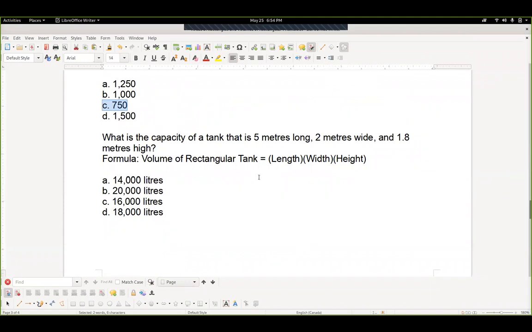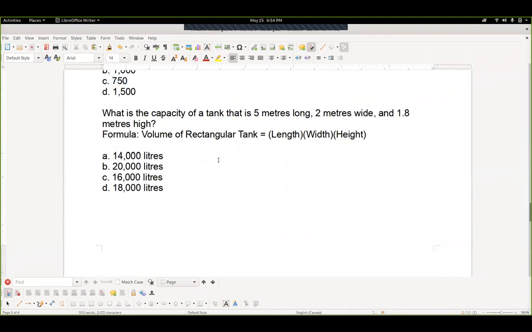Next, what is the capacity of a tank that is 5 meters long, 2 meters wide, and 1.8 meters high? So again, we need to multiply those numbers together. So volume equals the length, which is 5 meters, by the width, and it doesn't matter what order you multiply these numbers in anyway, though. You just need to multiply the three dimensions together. So we get 10 times 1.8, so we get 18. So the volume is 18 meters cubed. And now we remember that each meter cubed holds 1,000 liters, so it's going to be 18,000 liters, so D.